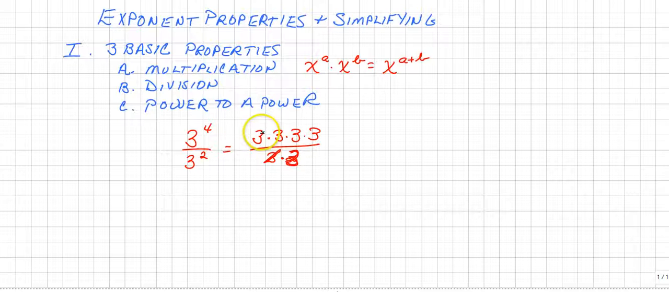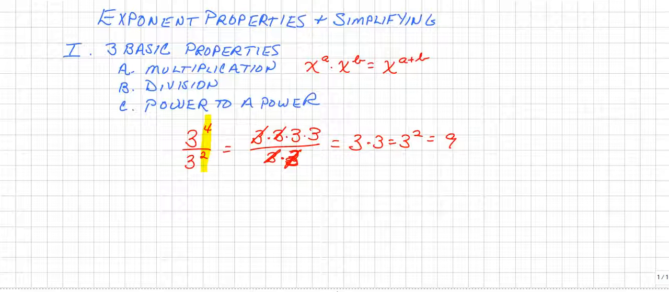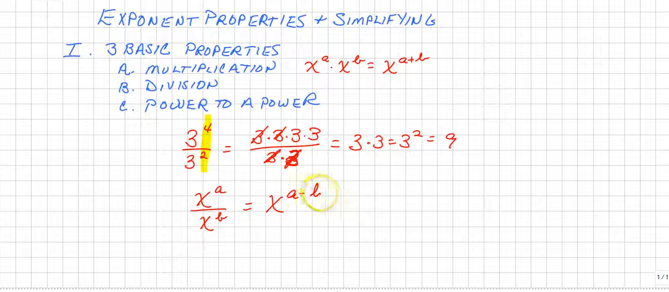So the first 3 cancels with one of the 3's on top. The second 3 cancels with the other 3 on top, which leaves 2 3's on top, or 3 squared, which equals 9. So from that, we can kind of see what the property is. You take the exponents. Again, the bases have to be the same. So since the 3's are identical, all we have to do is take the exponents and subtract them. So let's generalize. If we have x to the a divided by x to the b, you simply subtract the powers, so that's x to the a minus b.